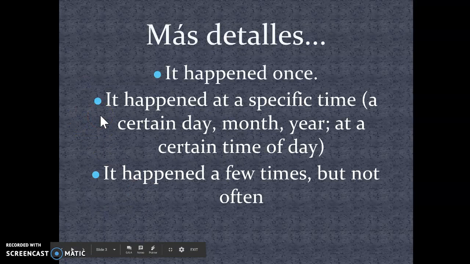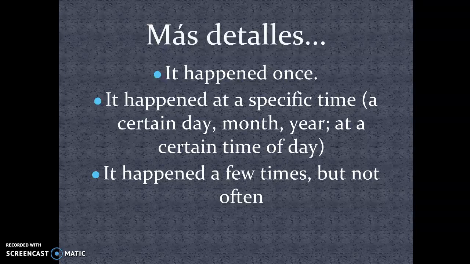However, there are more details that you should be aware of when you are working with el pretérito and el imperfecto, because there can actually be more specific reasons why we use el pretérito. The most obvious one, as already stated, is it happened once. The next thing that could be is something that happened at a specific time, an event that took place on a specific day, something that happened in a specific month or during a specific year, or something that happened at a certain time of day.